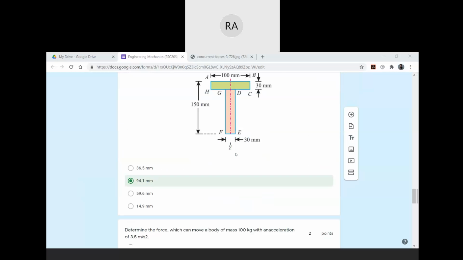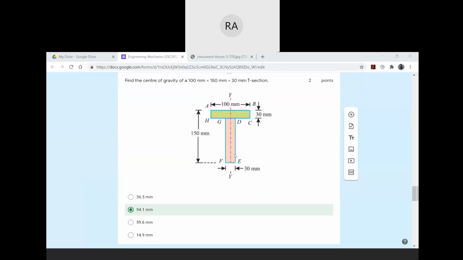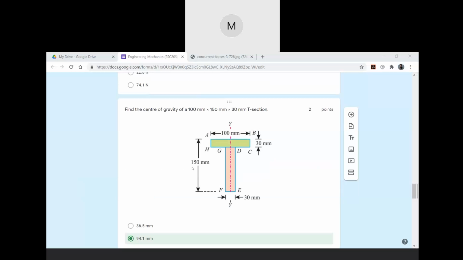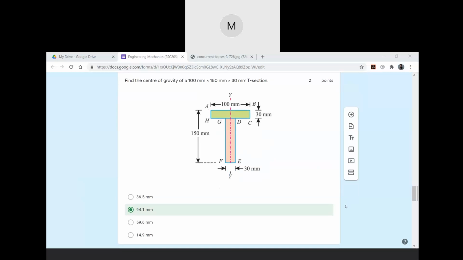So after that, the center of gravity. The center of gravity is what? You have to find it out for this section, right? In this one, you just consider it is symmetrical, so you only find it out for one axis. Since this is a symmetrical thing, you just find it for one axis, and it's done.